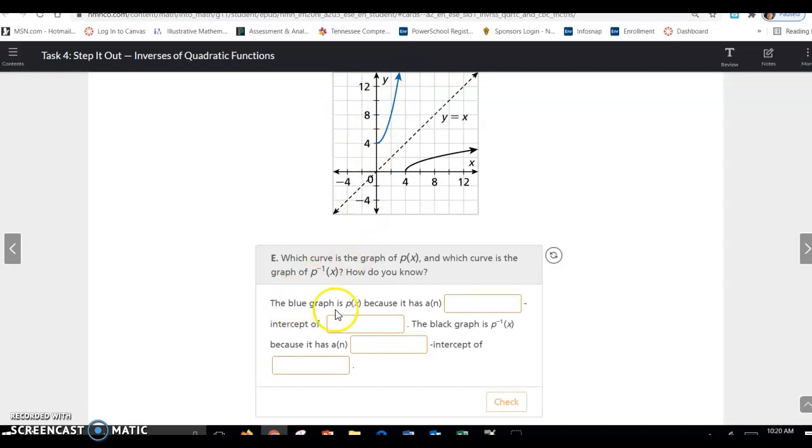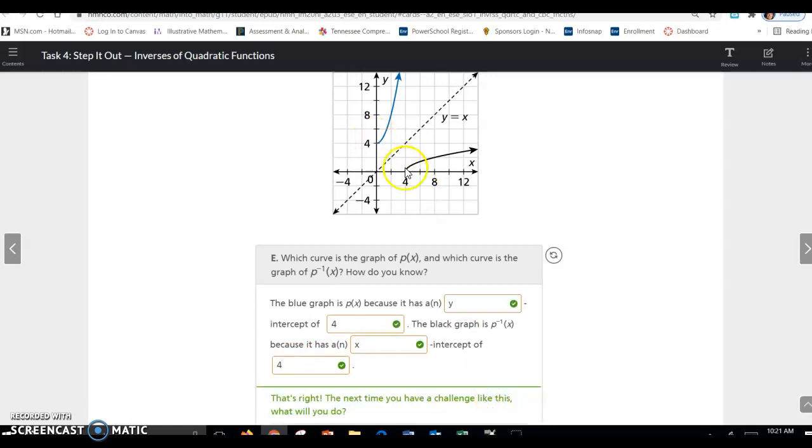So it says the blue graph is p of x because it has a blank intercept. It has a y-intercept of 4. And the black graph is p inverse of x because it has a, this is your x-intercept of 4.